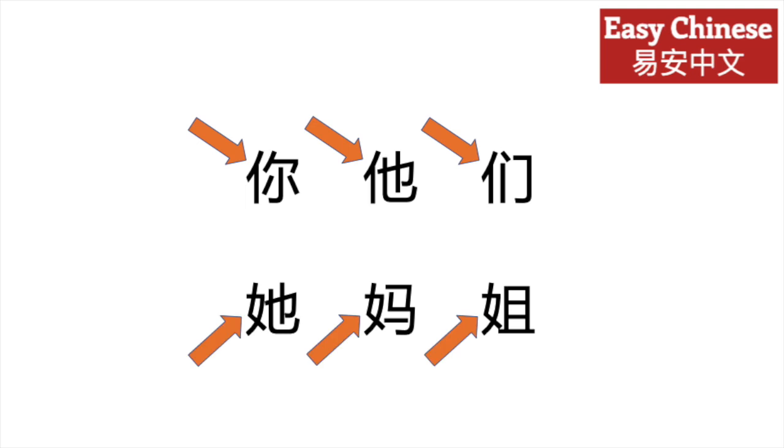In the bottom row, we have 3 characters with the female radical as the radical. The first one, ta, she, the second one, ma, mum, and the third one, jie, older sister. They all belong to the group of characters that are female or have something to do with female qualities.